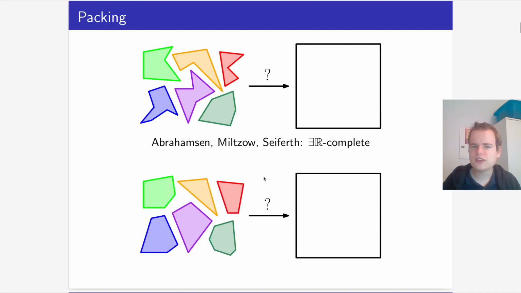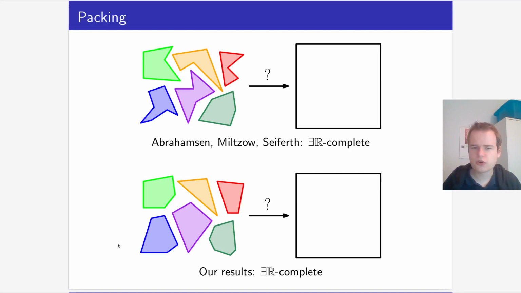But now consider this even simpler problem where we only allow convex pieces. So arguably this problem is even more fundamental than the previous problem. However, unfortunately the framework used by Abramson, Miltzow and Seifert did not manage to extend those results to also include this new case. So they did not manage to prove that this problem is also ER hard. However, using our results, we were able to extend their framework to also show this fundamental problem to be ER complete.